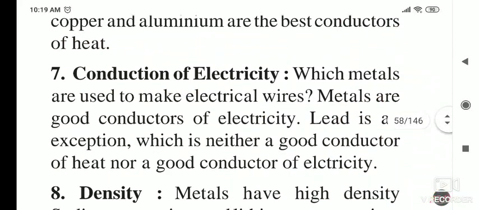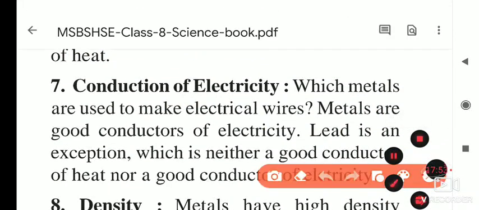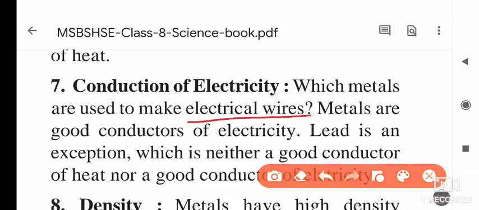Next, it is the conduction of electricity. Like heat, metals are good conductors of electricity also. Which metals are used to make electrical wire? Yes, correct, it is copper and aluminium. Metals are good conductors of electricity. Lead is an exception. Lead means your pencil. Inside the pencil, that black colour substance is the lead, and that lead is a good conductor of electricity.